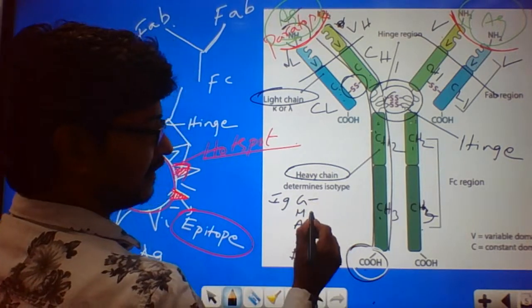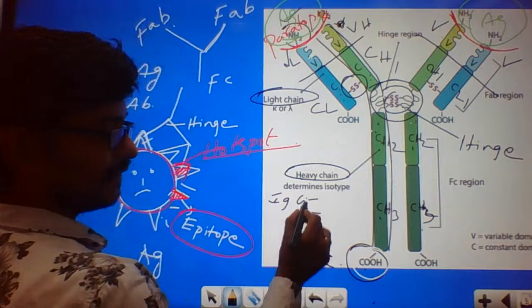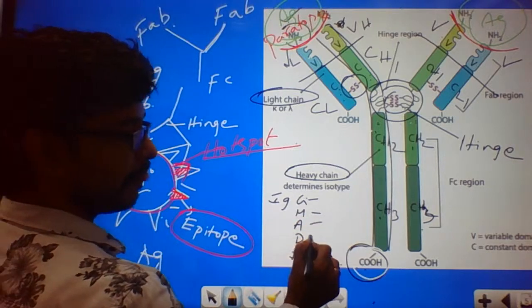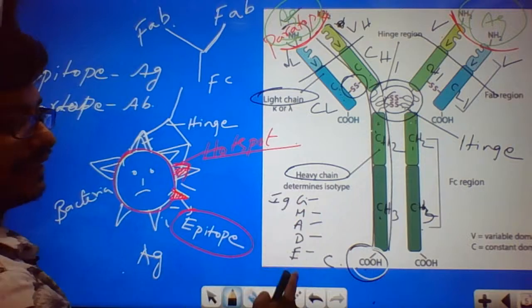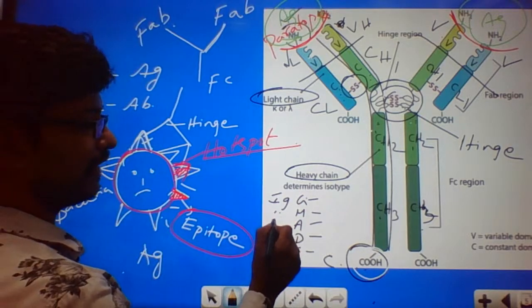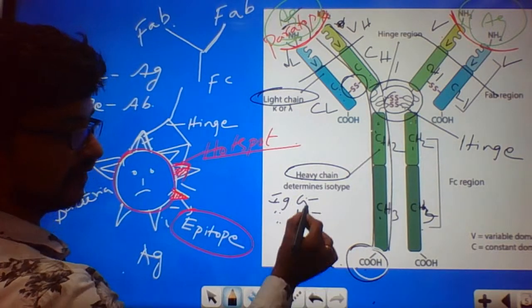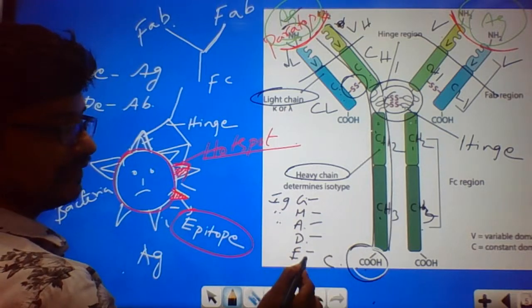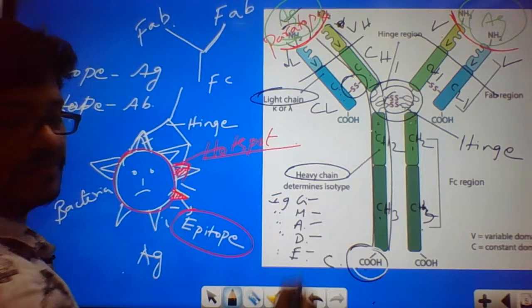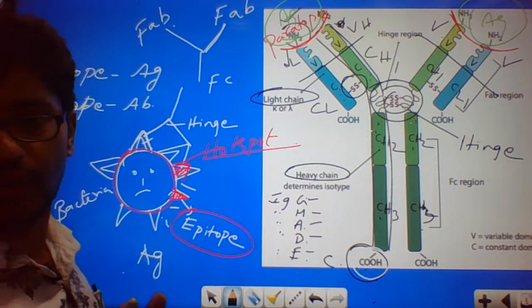So IgG, that is gamma. M means it's mu. A means alpha. D means delta. E means epsilon. So based on this, there are 5 types of immunoglobulin. IgG is gamma, M is mu, A is alpha, D is delta, E is epsilon. So in the symbols of which there are 5 types of immunoglobulin.